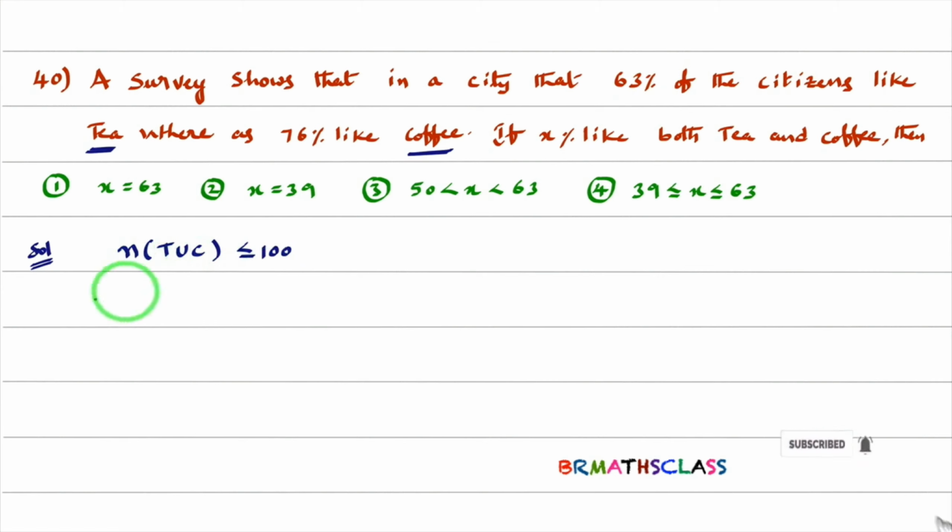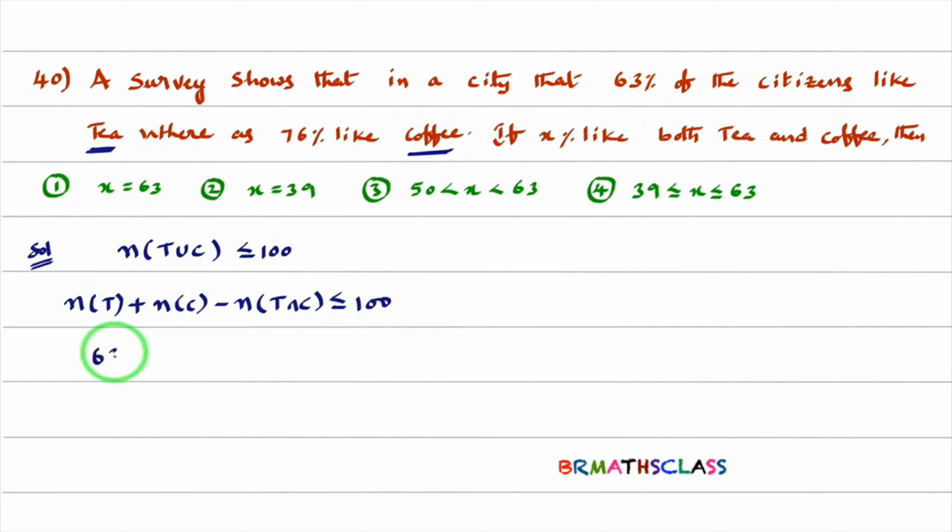We know that N of T union C is less than or equal to 100. And we know this formula. What is the formula for N of T union C? N of T plus N of C minus N of T intersection C is less than or equal to 100. N of T, what have they given? 63% of the citizens like tea. So I'll write 63 plus N of C, 76% like coffee, so in place of N of C, I'll write 76, minus N of T intersection C, that means the people who like both tea and coffee. Here they gave that X% like both tea and coffee. So I'll take this as X, less than or equal to 100.